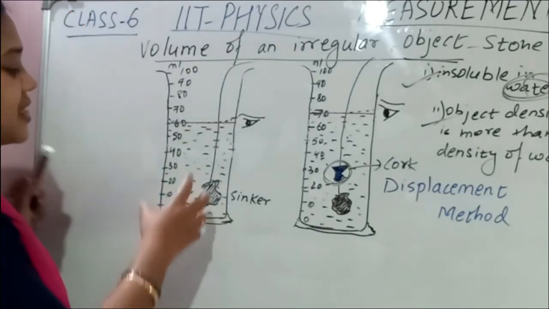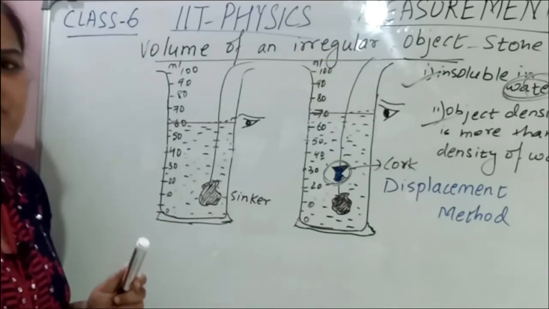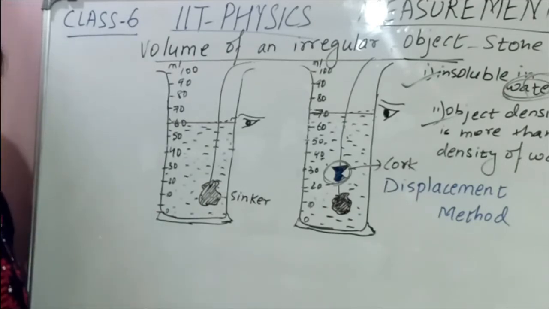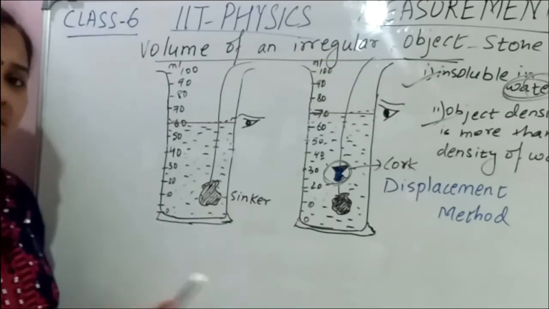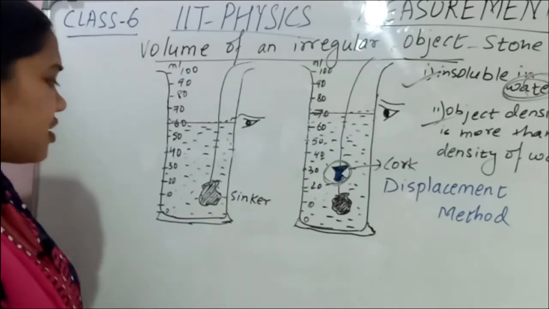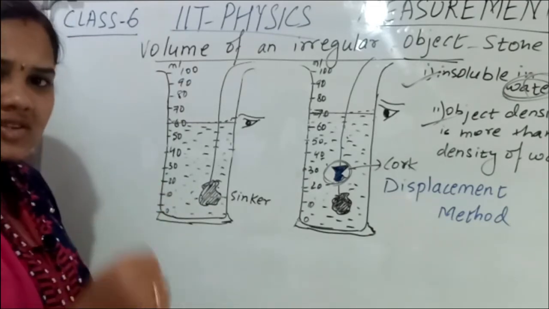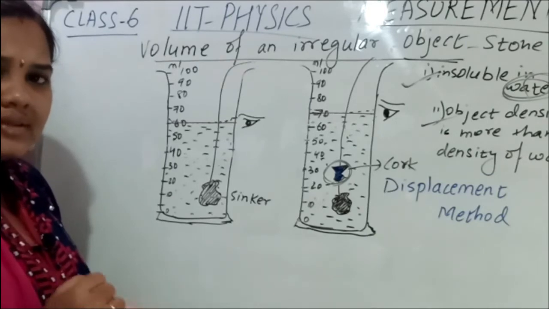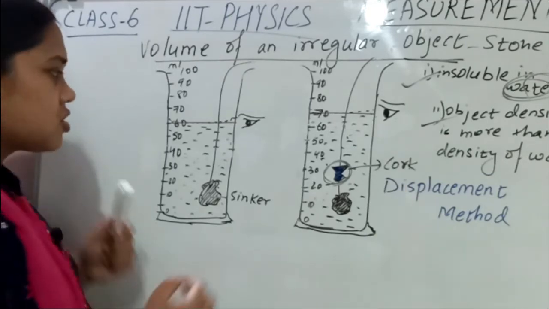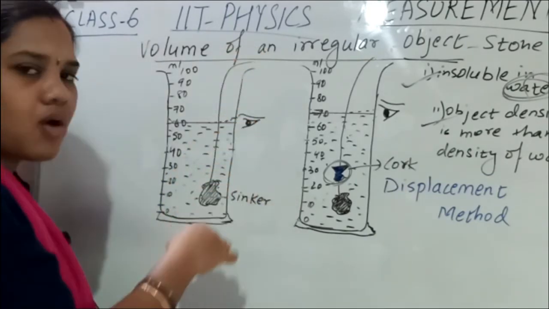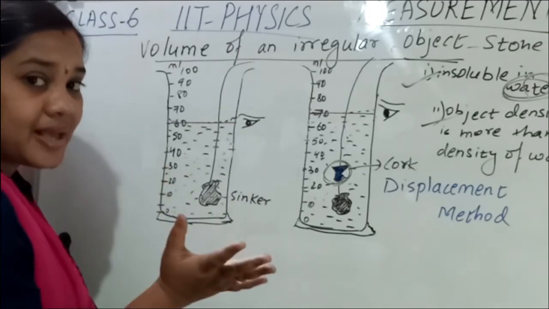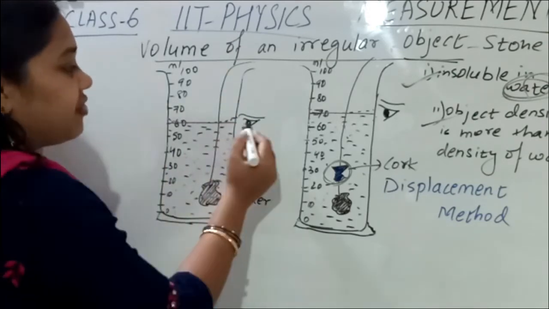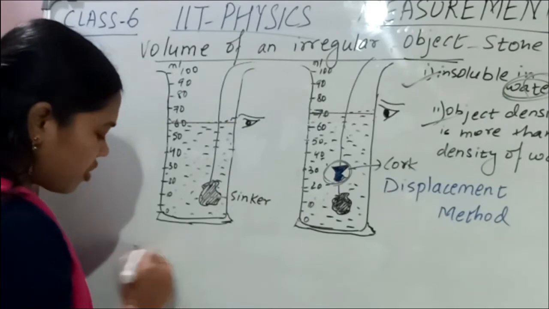That's why you have to use a sinker. Sinker is nothing but any metal piece or any object, okay, any stone whose density is more than density of water. So what you will do? Tie that sinker, that stone, with a thin, strong thread. Slowly you have to dip it in water. Water should not splash out, and check the initial level of water.